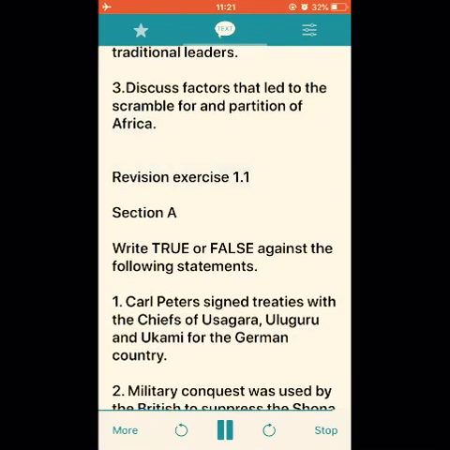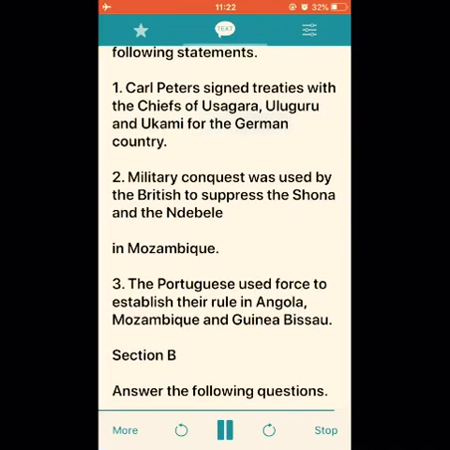Revision exercise 1.1. Section A. Write true or false against the following statements. 1. Karl Peters signed treaties with the chiefs of Usagara, Olugiru and Ukami for the German country. 2. Military conquest was used by the British to suppress the Shona and the Ndebele in Mozambique. 3. The Portuguese used force to establish their rule in Angola, Mozambique and Guinea-Bissau.